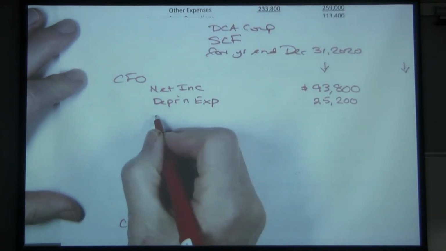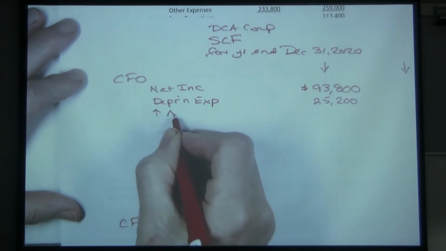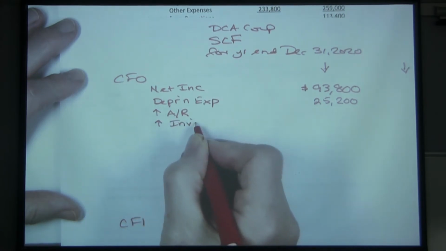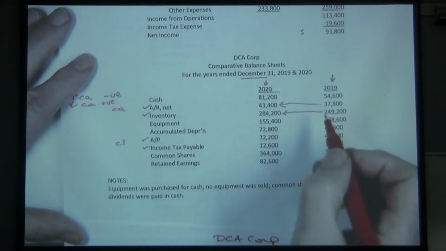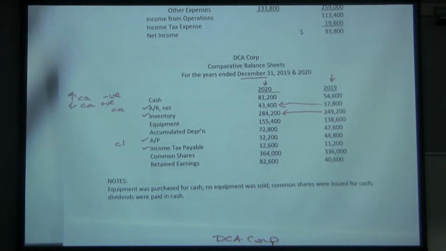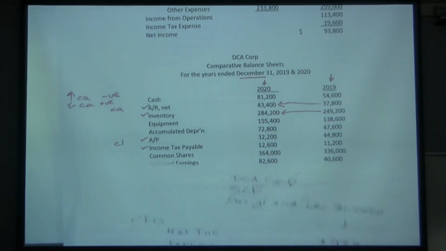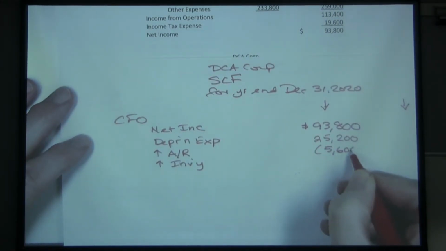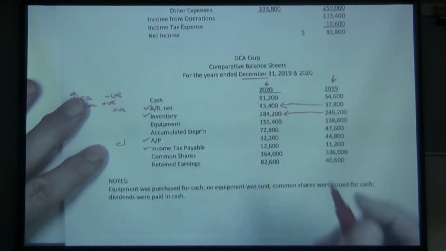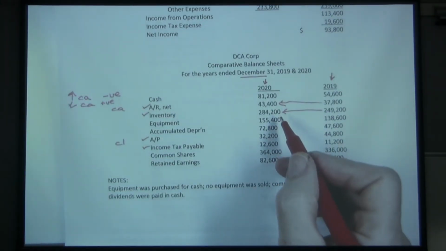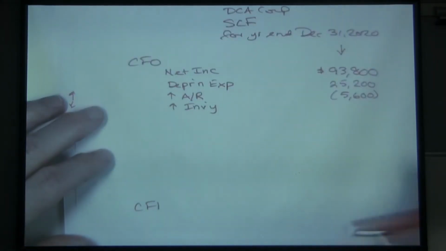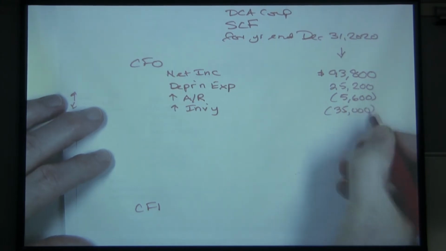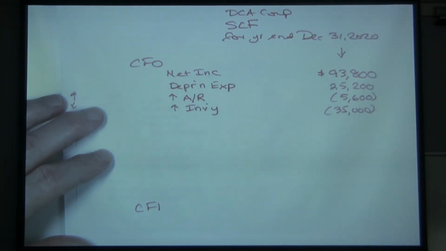our statement of cash flows, I'm just going to write it shorthand here. We have an increase to accounts receivable and an increase to inventory. So you just simply take the difference between these two amounts. The difference is $5,600. That's a negative cash flow. Difference between these two inventory amounts, $35,000. Okay, so that's it for our current assets.